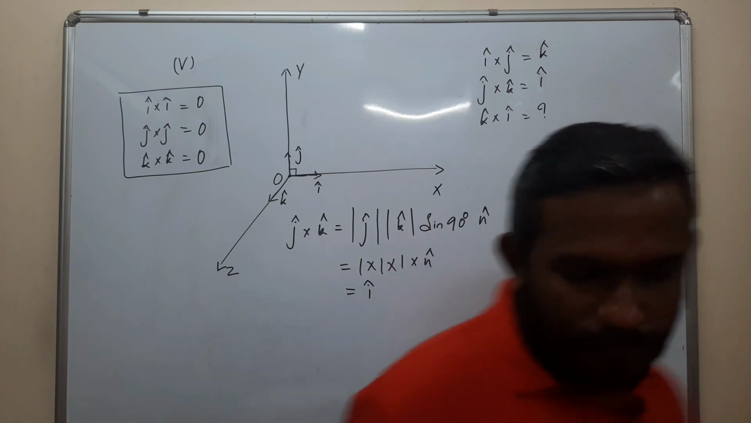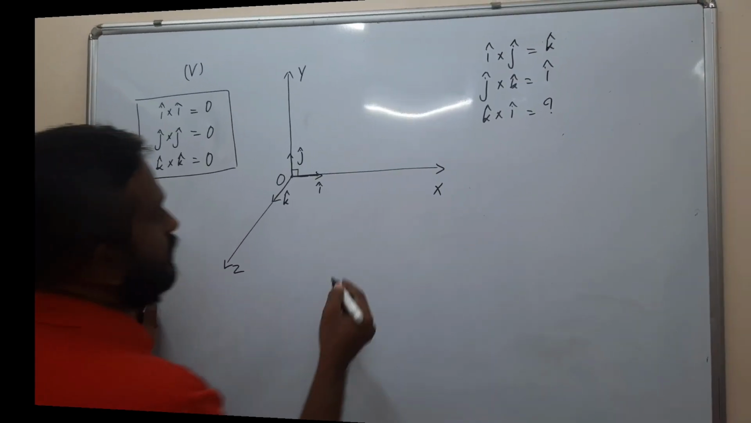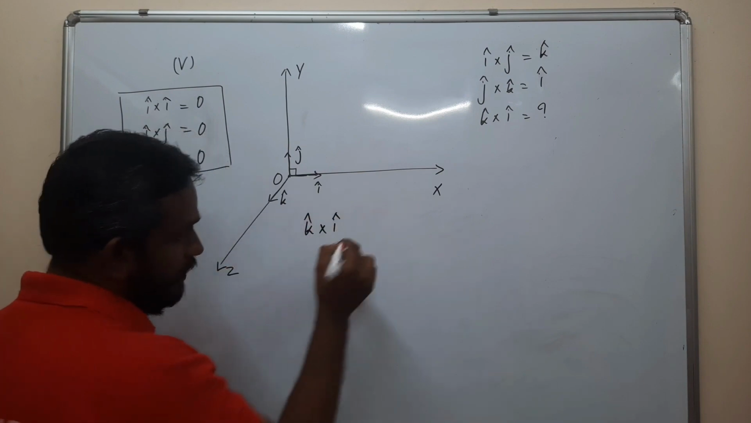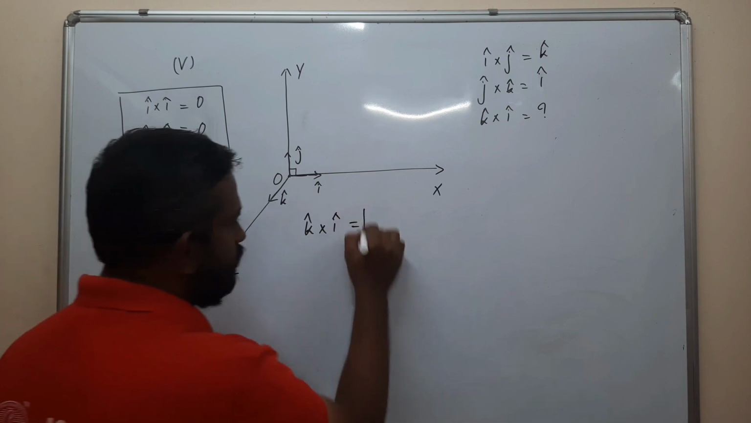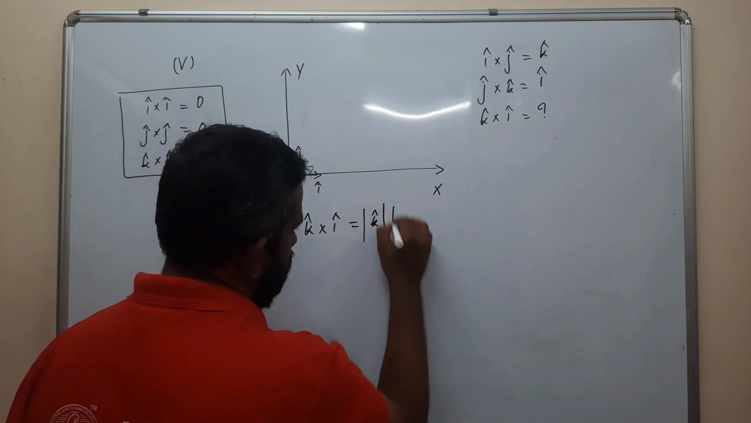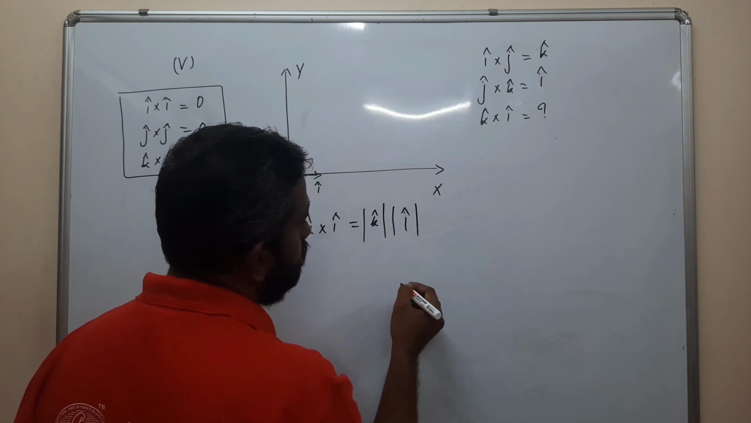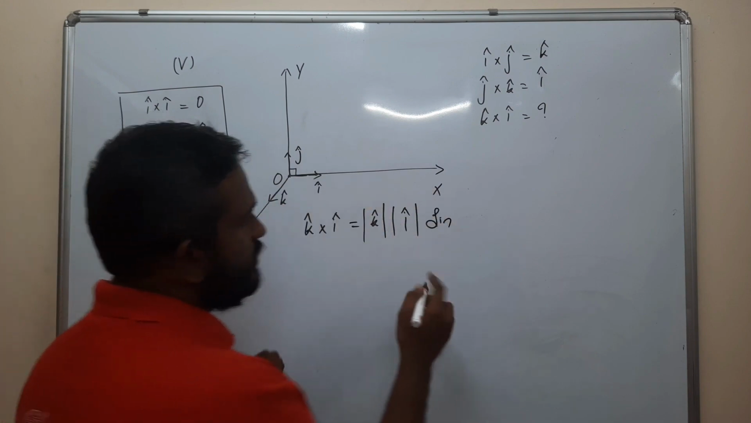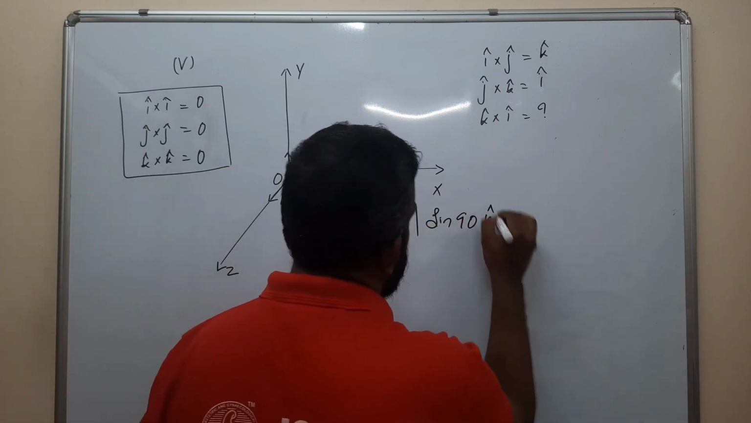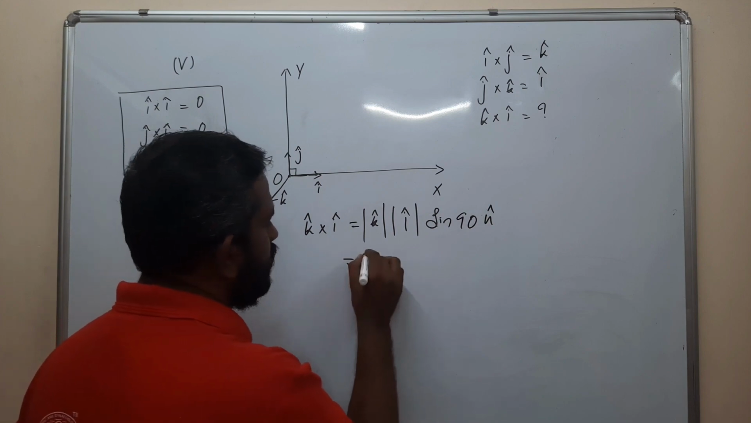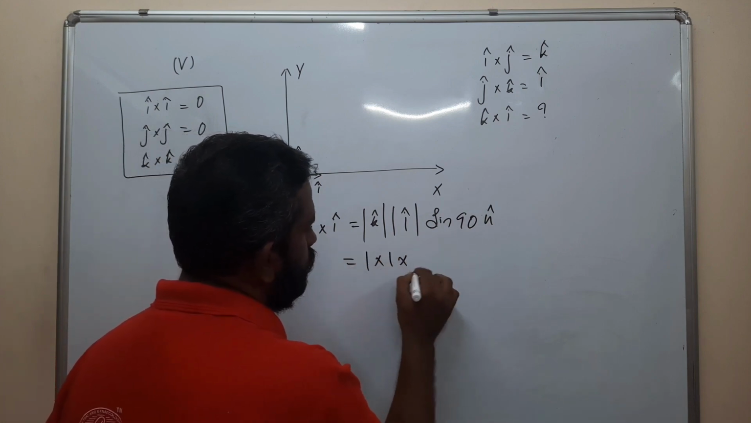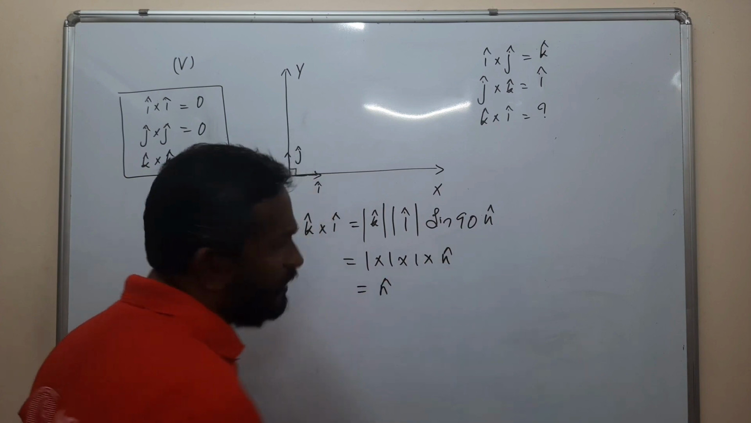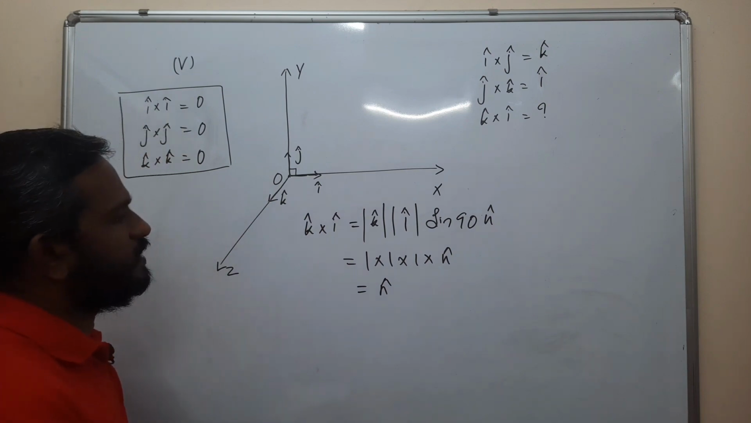Next we have to find K vector cross I vector. K vector cross I cap is equal to modulus of k cap, modulus of I cap, sine 90, n cap, since the three axes are mutually perpendicular. So modulus of k cap is 1, modulus of I cap is 1, sine 90 is 1, into n cap. So that is equal to n cap, the unit vector. So what is the unit vector?